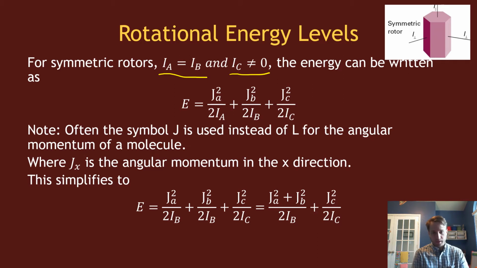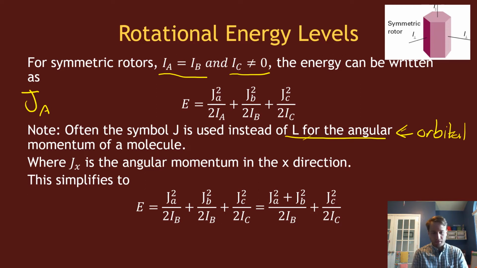J here is referred to as the total angular momentum. We've often used L for angular momentum so far, and L is related to orbital angular momentum. So L often is used to indicate orbital angular momentum, while J is referred to as angular momentum of rotation of a molecule. So J's a general type of angular momentum description, and it's used often when talking about molecular rotations, and not orbital angular momentum.